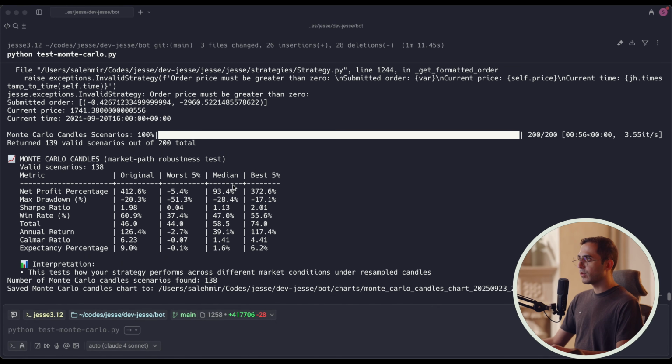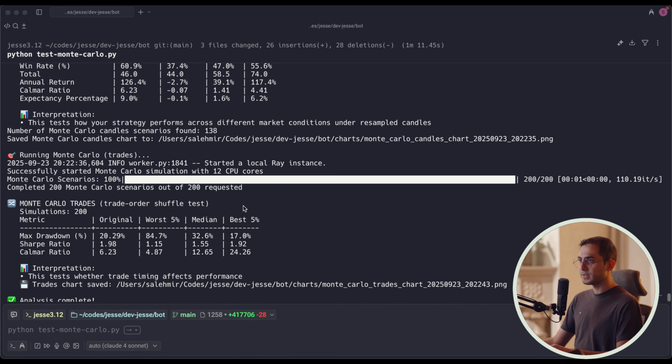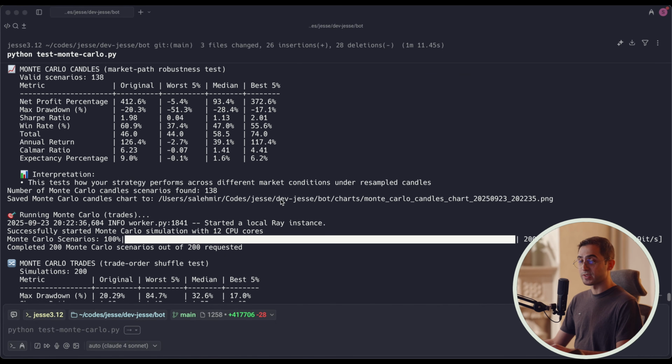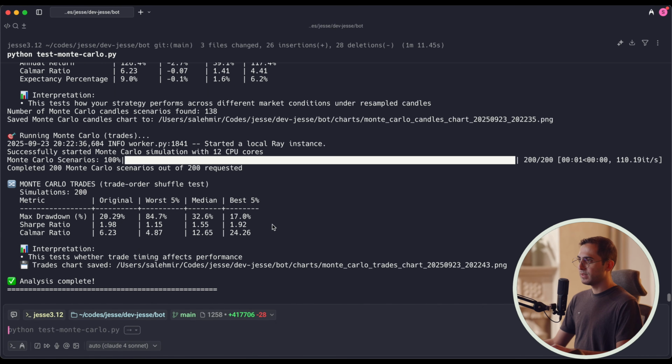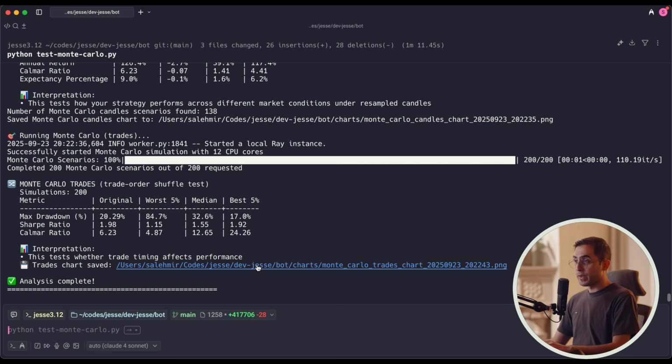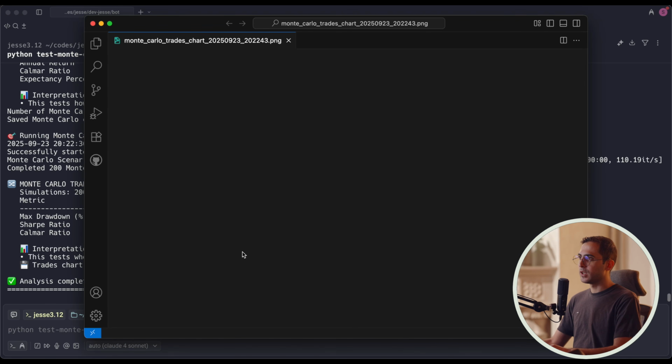All right, so the result is 2 tables and 2 chart pictures that we're going to take a look at. Now, let's begin with this one, which gives us the Monte Carlo of the trades. So what if we took the same number of trades, but the order of them was different? So instead of winning and losing, what if it was losing and then winning and winning, right? So how would our equity curve have changed then? So let's take a look at the chart.